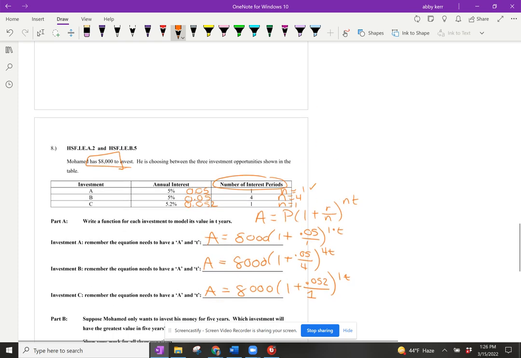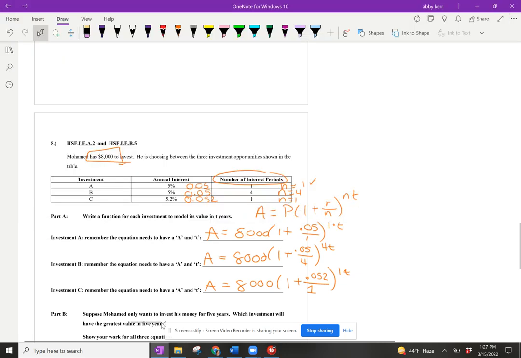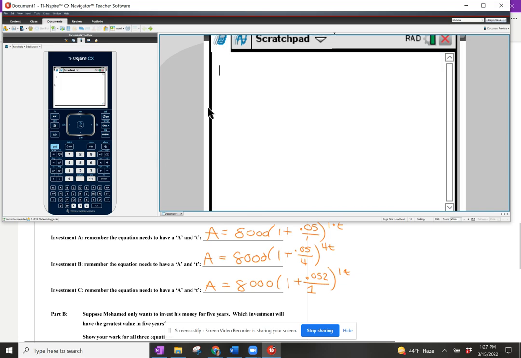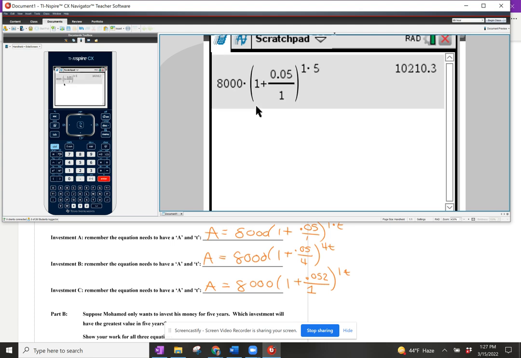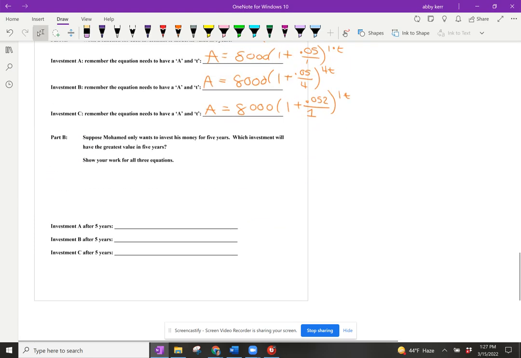So we're going to throw those 3 equations into the calculator. And it says which one will have the greatest value in 5 years. So instead of T, we're plugging in the 5. So we all start with 1,000. And 1 times 5. Investment A is going to be $10,210.30.